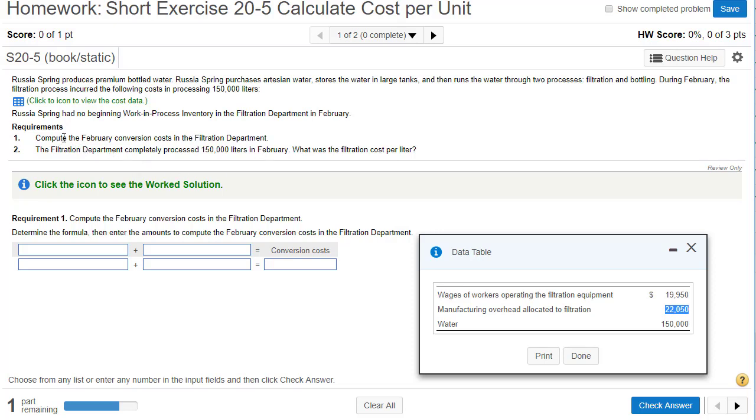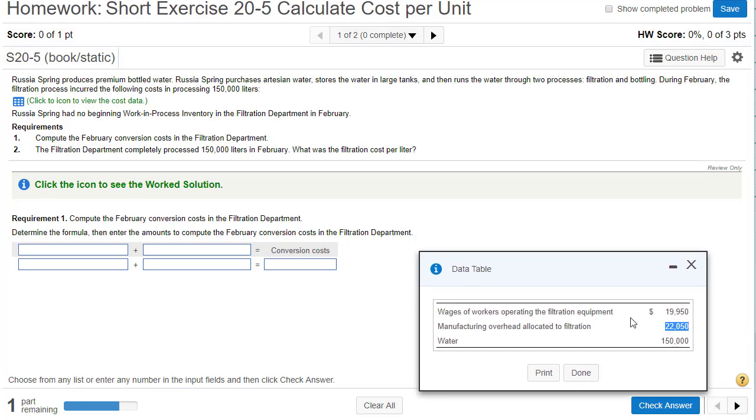And then our first task is to compute the conversion costs. So remember, the conversion costs include direct labor, $19,950, plus manufacturing overhead, $22,050. Direct labor, manufacturing overhead, and that gives us $42,000 of conversion costs.